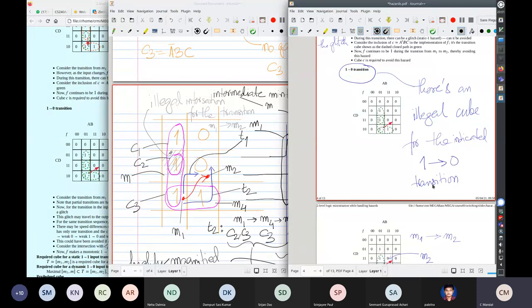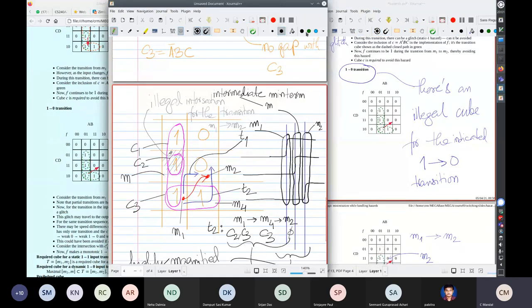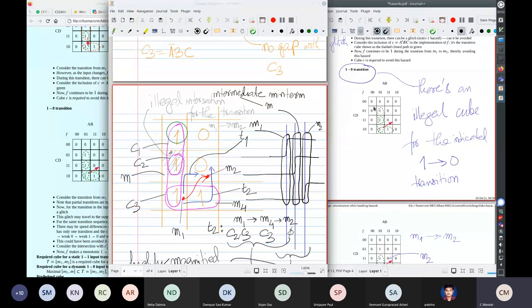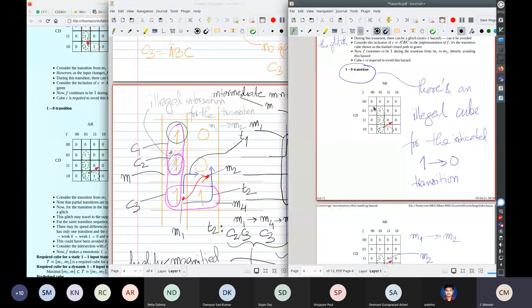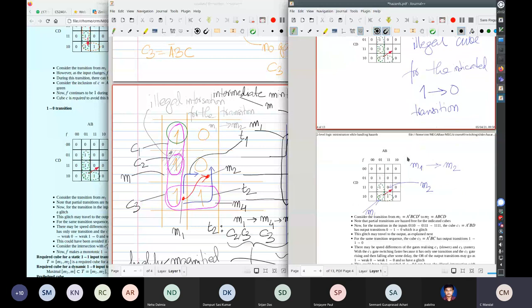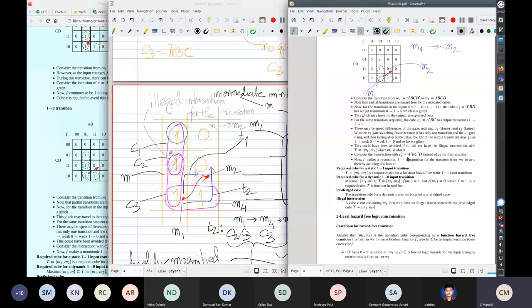If you had restricted this cube to just this much, then you would not have this illegal intersection for this transition, and this hazard would not have been present. This is an important concept. All right, I think we'll have to stop here now.